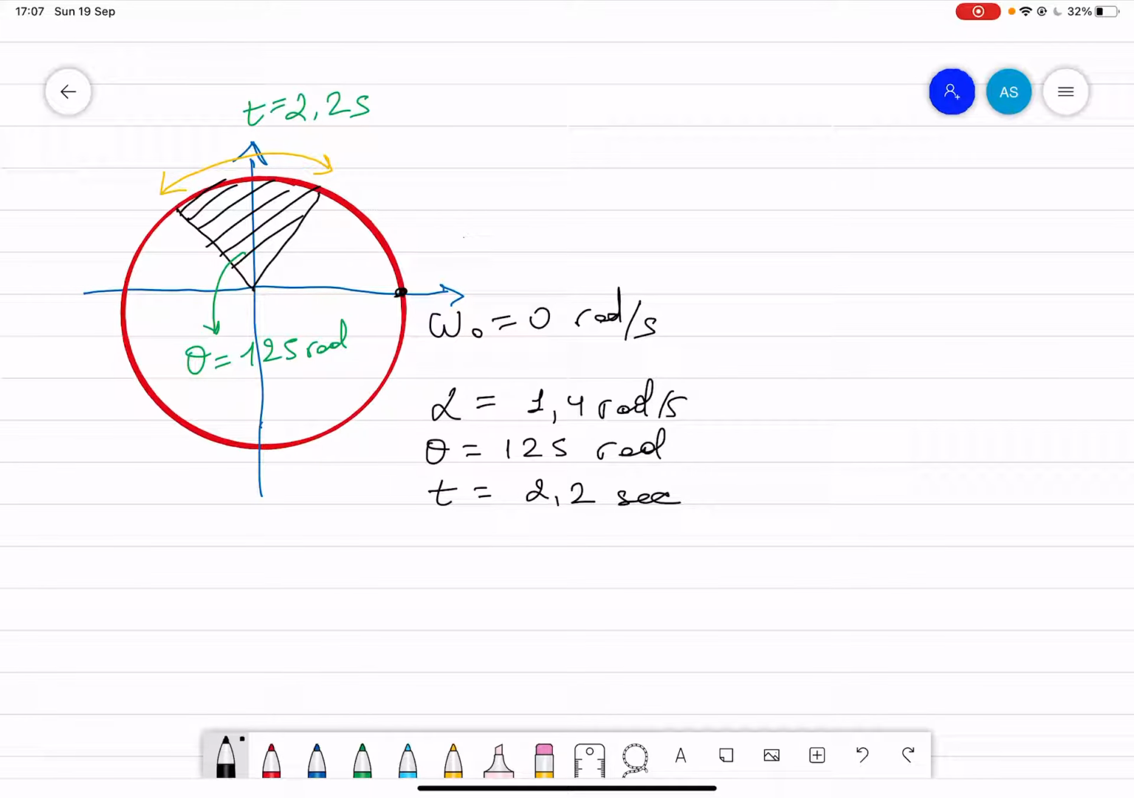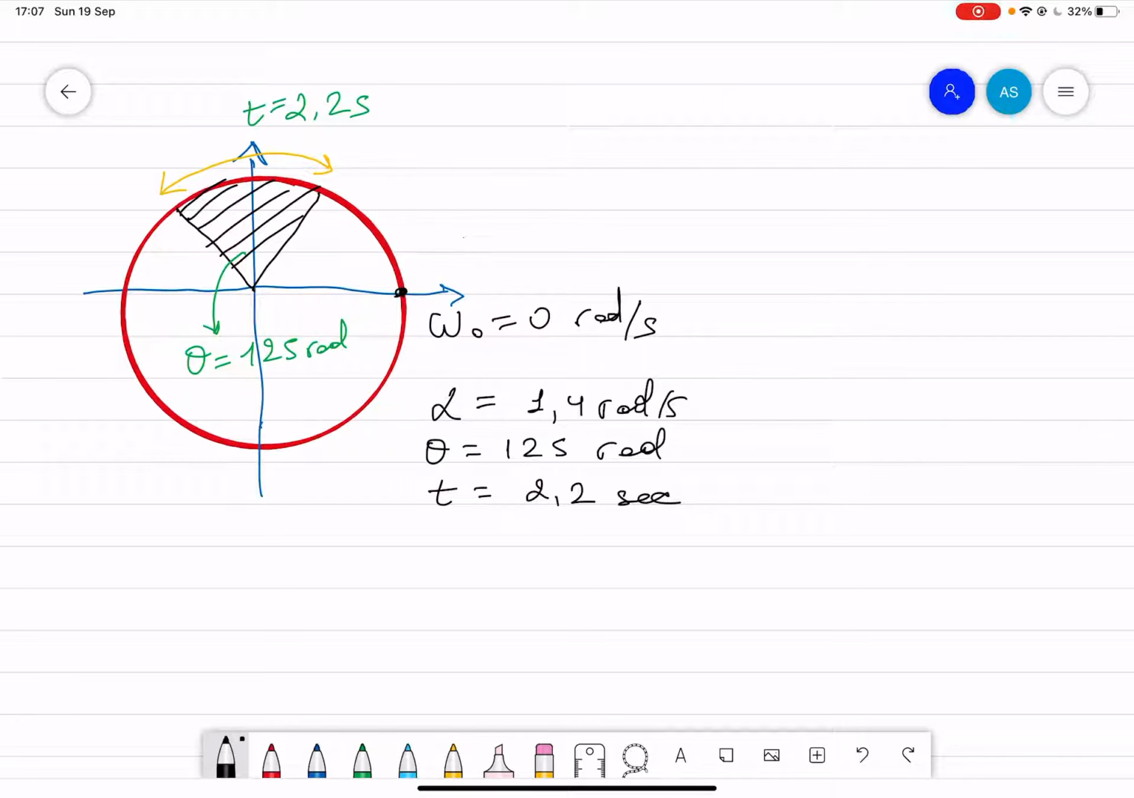A wheel starting from rest has a constant angular acceleration of 1.4 radians per second squared. In a 2.2 second interval, it turns through an angle of 125 radians. How long has the wheel been in motion at the start of this 2.2 second interval?